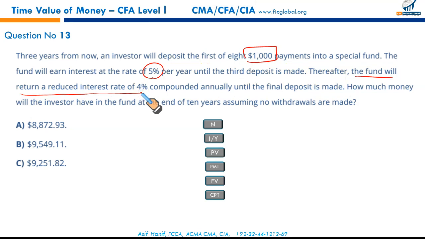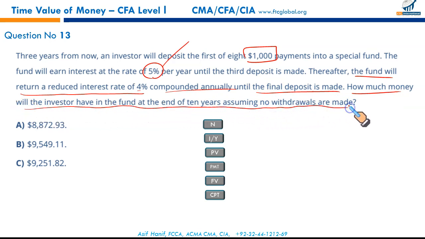Now, for the first few years, for the first 5 years, the interest rate is 5%. And after that, the fund will be reduced to 4%, compounded annually. So there is no compounding issues until the final deposit is made. How much money will the investor have in the fund at the end of 10 years, assuming no withdrawals are made? Now this question will be done in 2 parts.